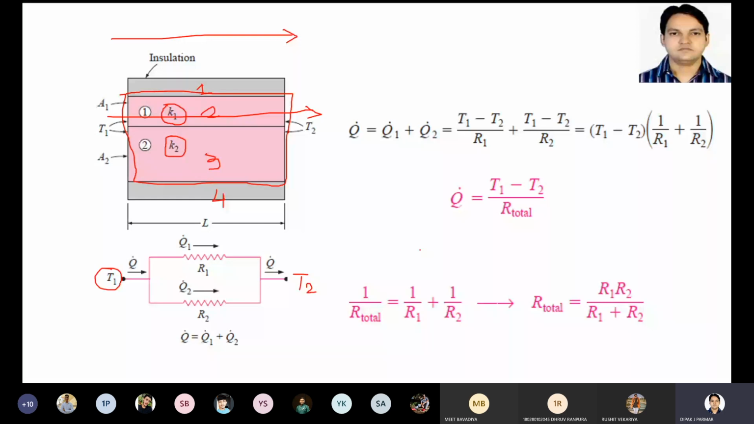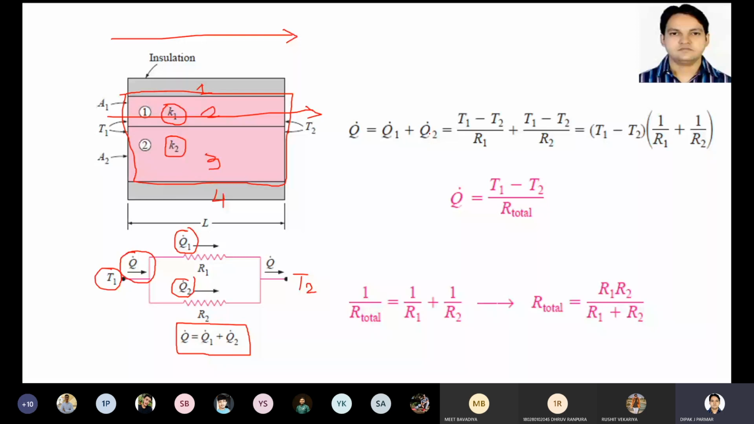This is resistance 1, this is resistance 2. The total heat transfer through this wall is Q. Out of that, Q1 is passing through one wall, Q2 is passing through the second wall, and the total heat transfer Q will be the summation of Q1 plus Q2. So this is what is mentioned over here: total heat transfer Q dot is Q1 dot plus Q2 dot.